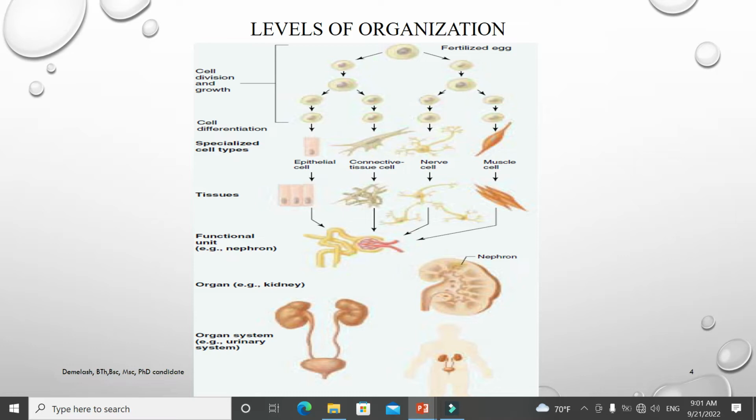So these tissues, in fascinating order, will combine together to form a functional unit. In such a case, a nephron, which is the functional and structural unit of the kidney, is formed. Then these functional units of tissue finally will form an organ, in this case the kidney. So the kidney is an organ, and the kidney and its several structures together will also form the organ system, in this case the urinary system.